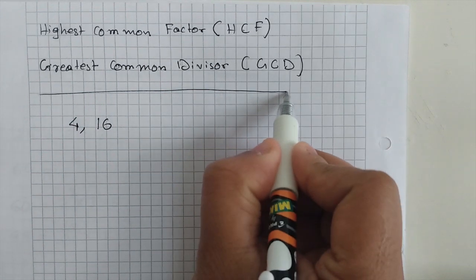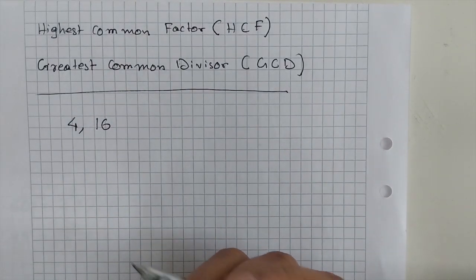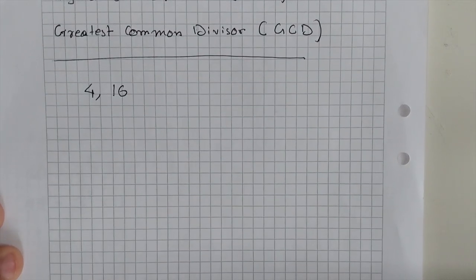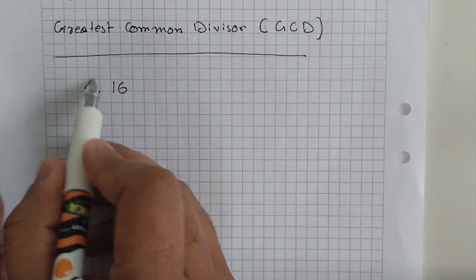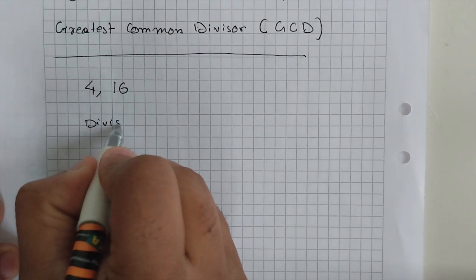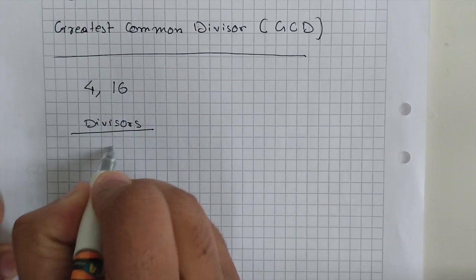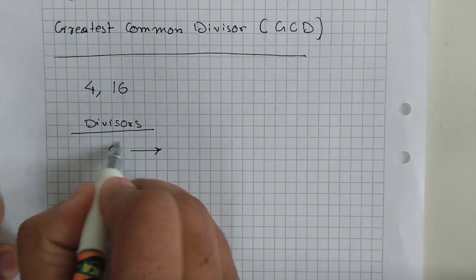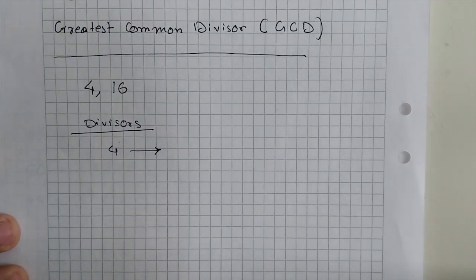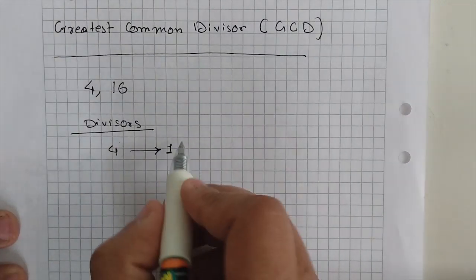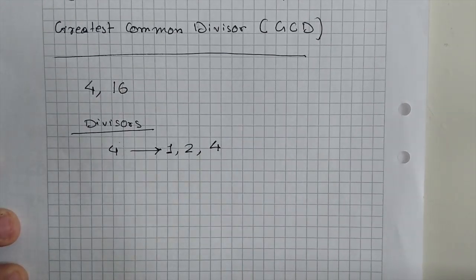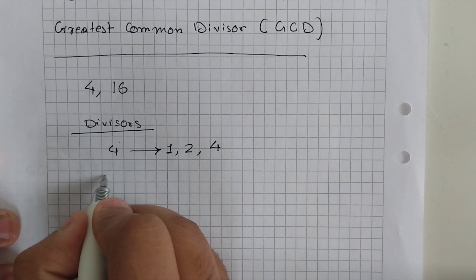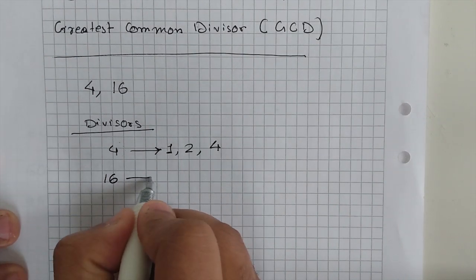Let's take for example two numbers, 4 and 16. Let's try to find out the GCD of these two numbers. GCD of 4 and 16. Greatest common divisor. What are the divisors of 4? 4 is a number that can be divided cleanly by 1, by 2, and by 4 itself. Can it be divided by any other number? No.